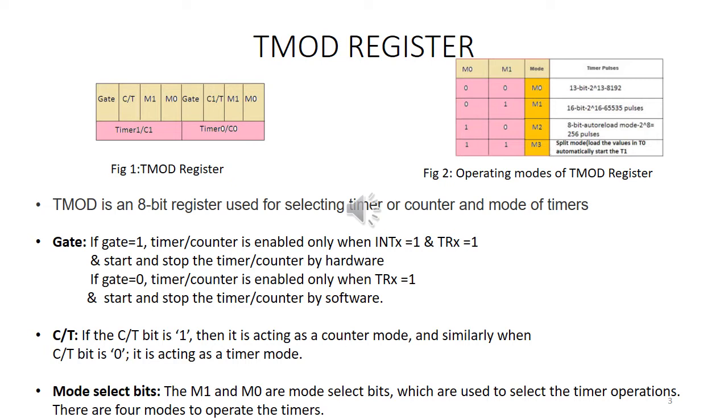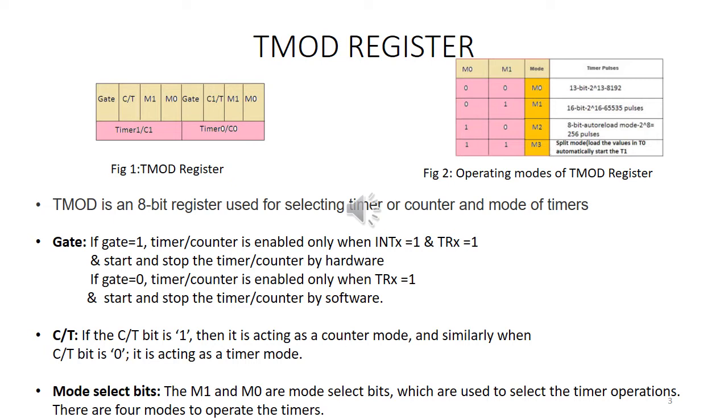If the GATE bit is equal to 0, the timer or the counter is enabled only when the TRx pin is equal to 1. TRx stands for the timer run control bit. INTx stands for the interrupt 0 or 1 pin. So whenever the GATE bit is equal to 0, the timer or counter is enabled only when the TRx pin is equal to 1, irrespective of the INTx pin value. And if the GATE bit is equal to 0, you can start and stop the timer by using a software instruction.